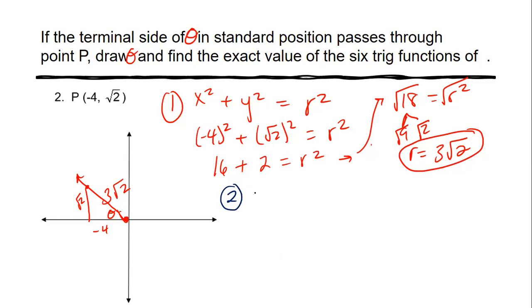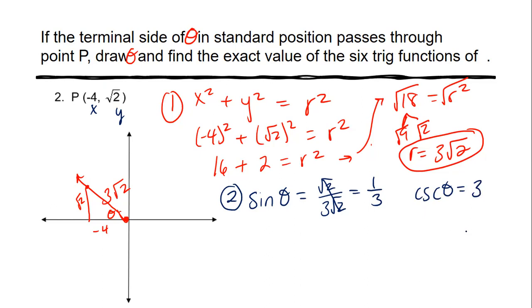Okay, so now we're going to do sine. Sine of theta is my y over my r, right? Here that is opposite over hypotenuse. Agreed? So we end up with square root of 2 over 3 square root of 2. What happens to my square roots? They cancel out. So I'm just left with 1 over 3. So sine theta equals 1 over 3. Therefore, what is my cosecant theta? 3 over 1, right? Which is just 3. Are we still good? Okay.